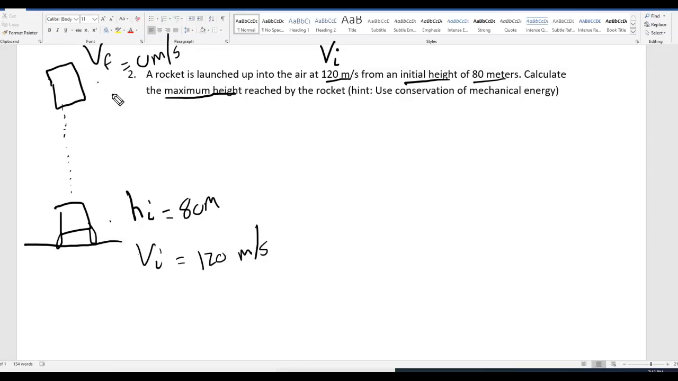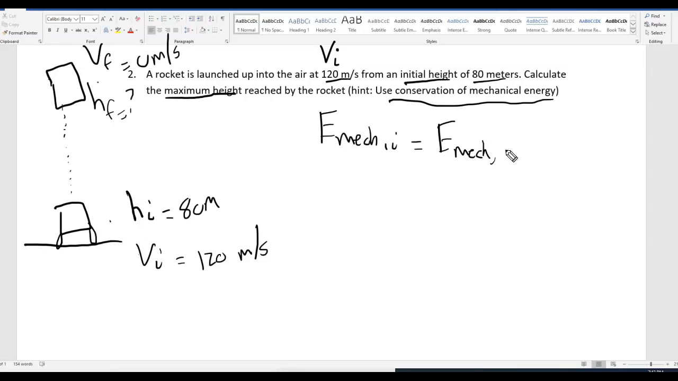Now, what is our unknown? Well, we're looking for height, so that would be the final height. And we're told to use conservation of mechanical energy. Remember, the idea behind mechanical energy conservation is that the mechanical energy, which is the kinetic plus potential energy of an object, is basically a fixed value as long as there's no friction or air resistance. And when I say it's a fixed value, that means we can write that the initial value is equal to the final value.